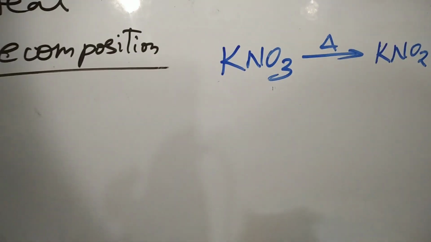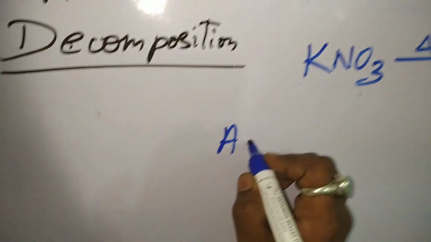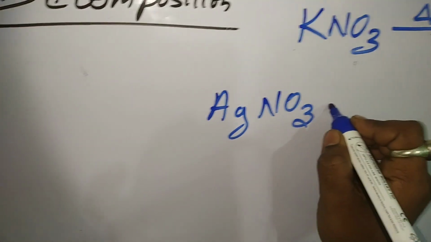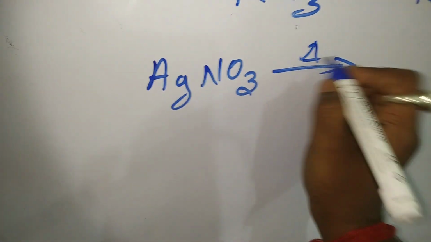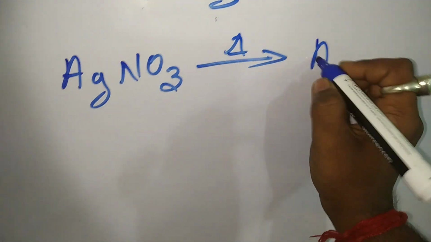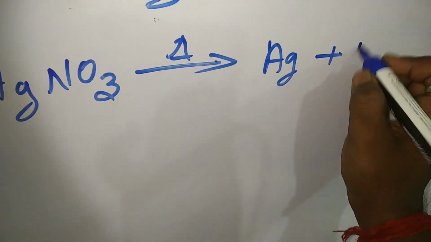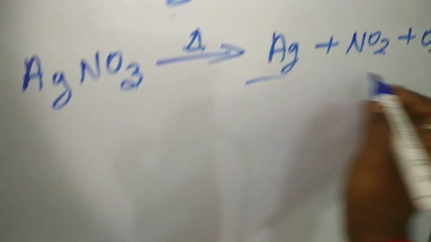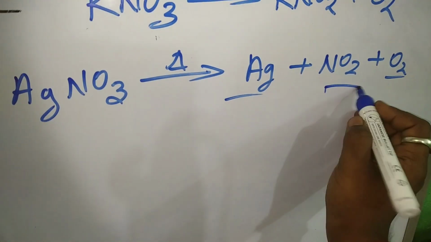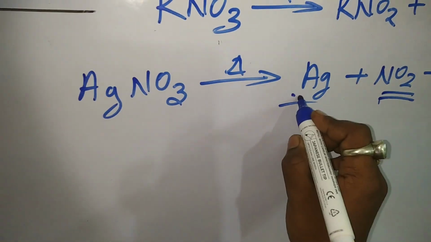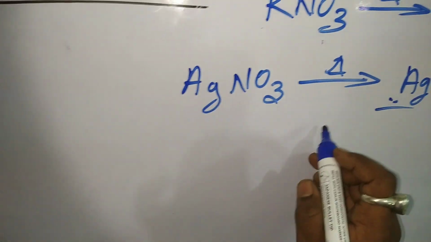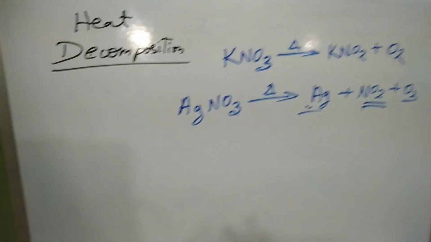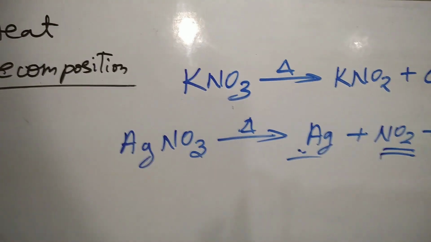I told you that it can also decompose into elements. Now I will show. Take silver nitrate. When we give heat, it decomposes into silver plus NO2 gas as well as oxygen. See, there are 2 elements and 1 compound. Understand, students? There are so many reactions that we can decompose by means of heat.